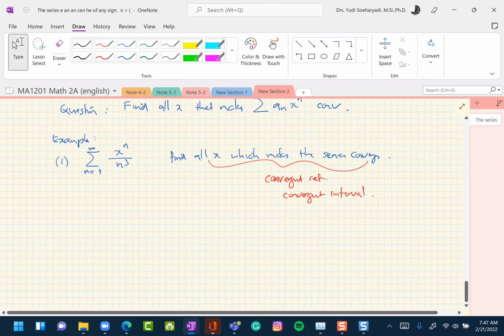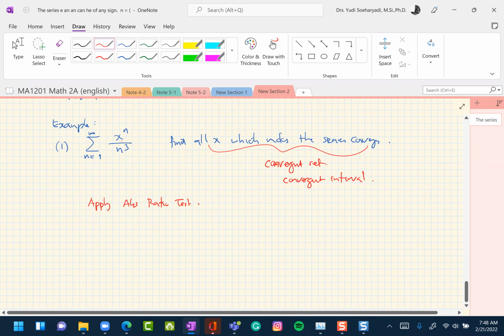All right, let's check this one. What we use is always this: apply the absolute ratio test. Why do we need the absolute ratio? Because we don't know the sign. If you put a negative x, then it would be alternating. If x is positive, then it would be a positive series. So let's use the absolute ratio test. What is the absolute ratio test? Well, that's the ratio test where you put absolute value. So this is our a_n. Let's check the n plus one term.